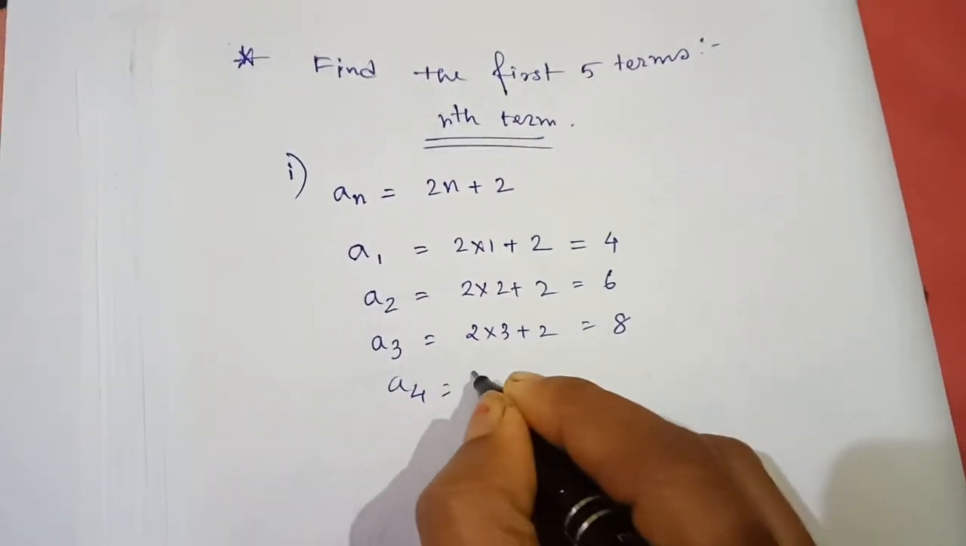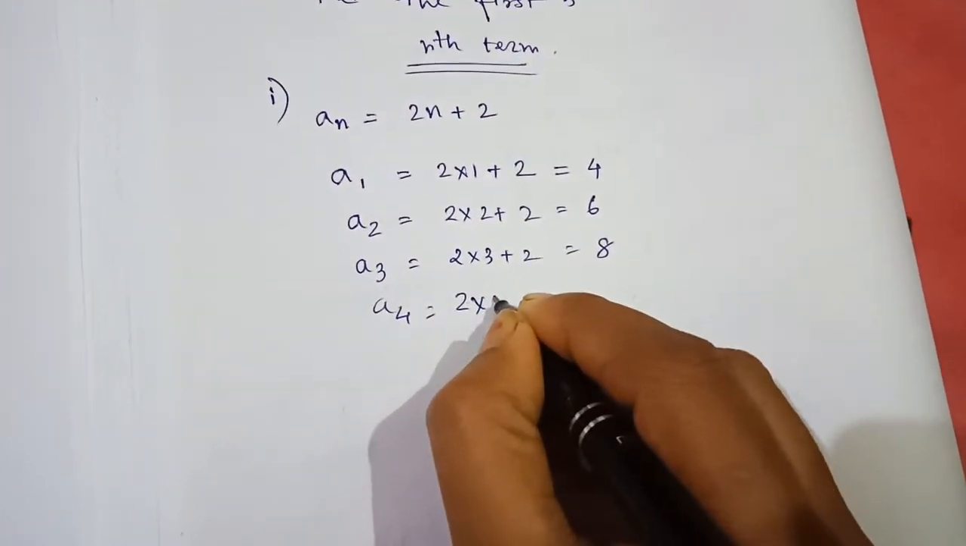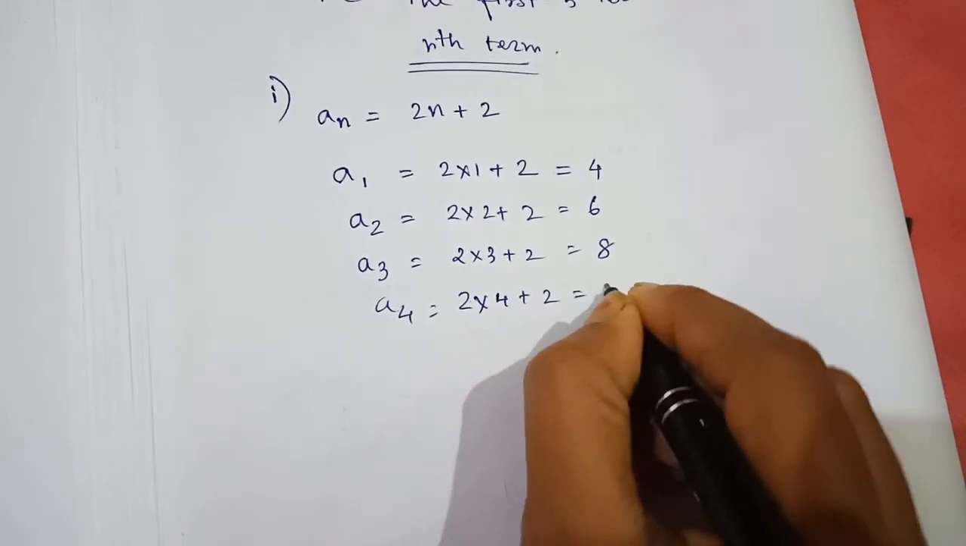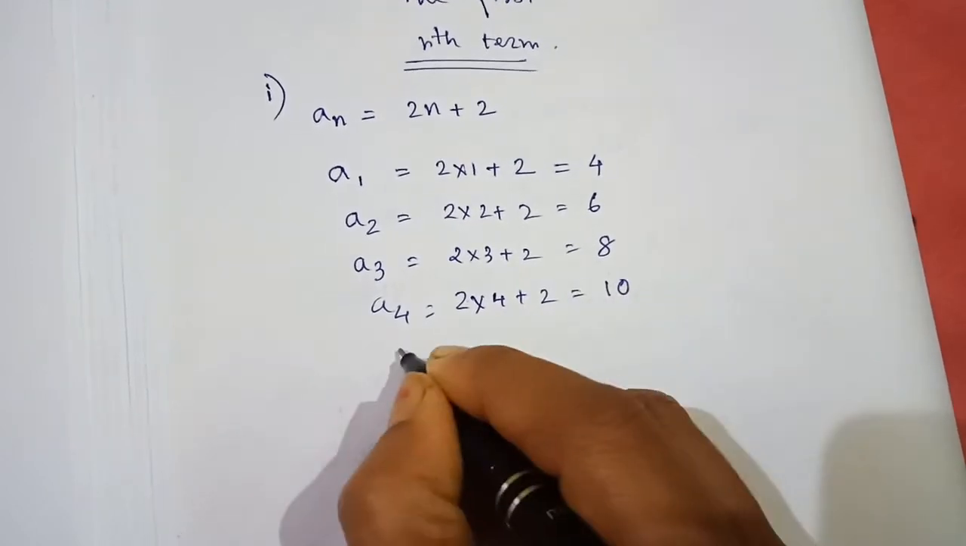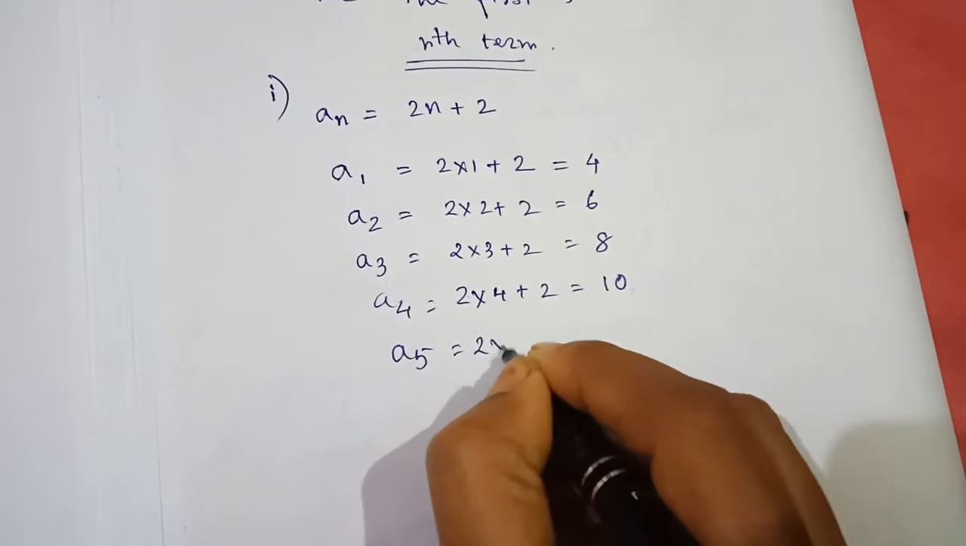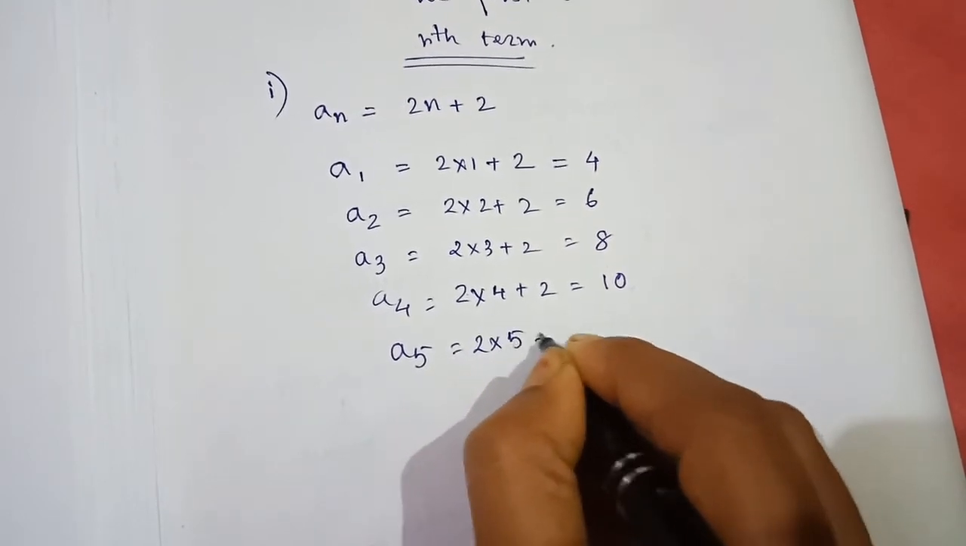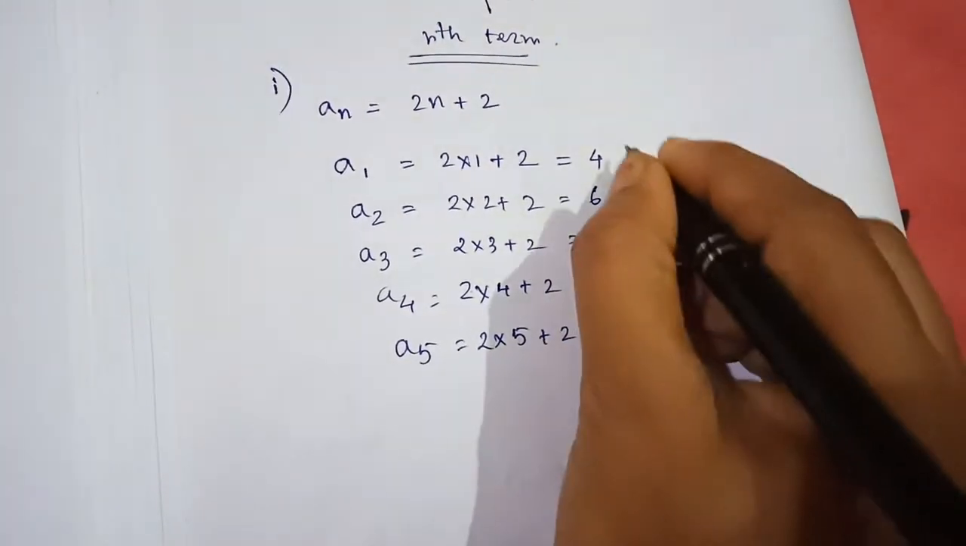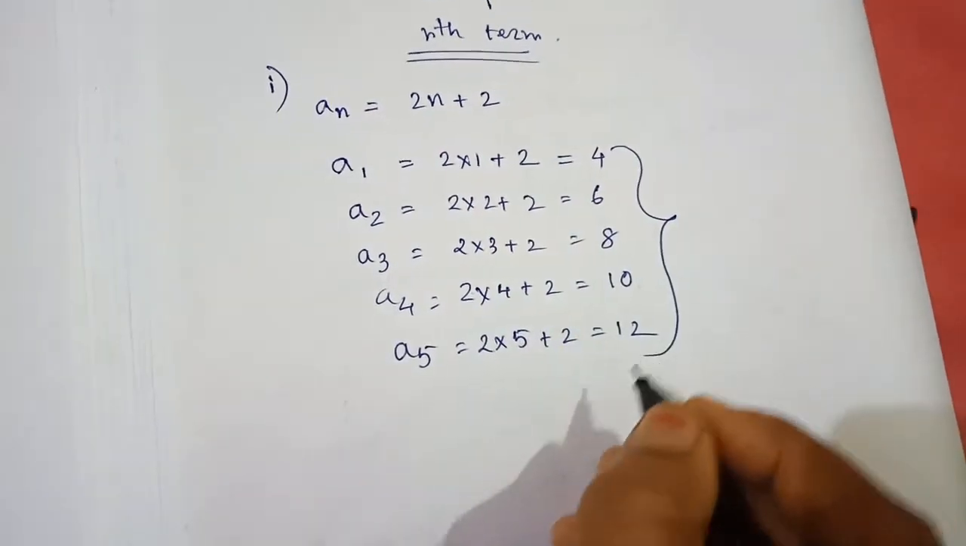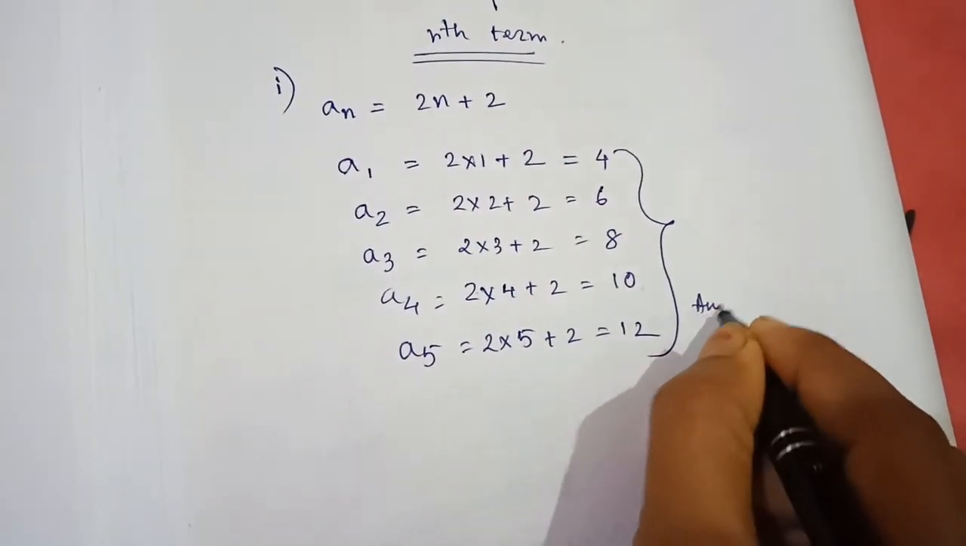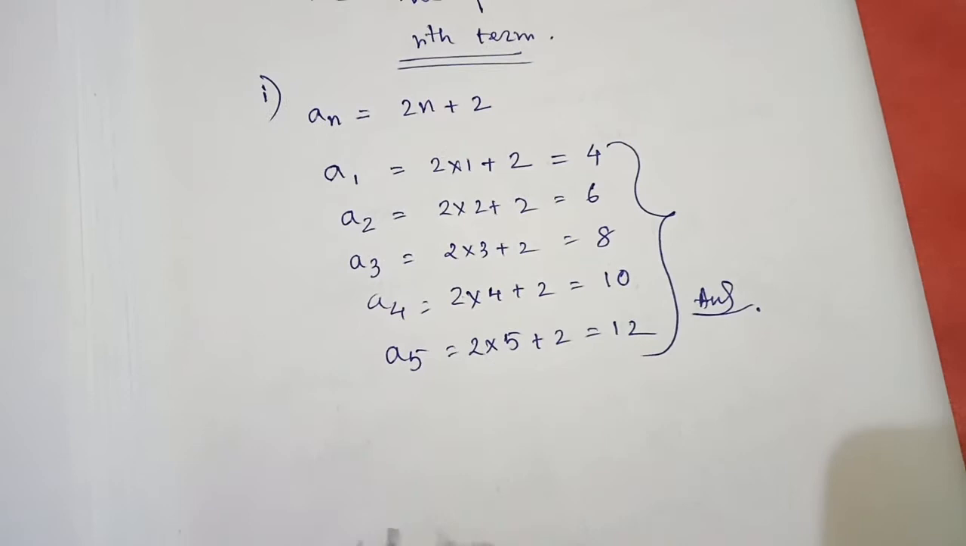a4 will be 2 into 4 plus 2, which will be 10, and a5 equals to 2 into 5 plus 2 will be 12. So we have got the first 5 terms, and these are the answers, right?